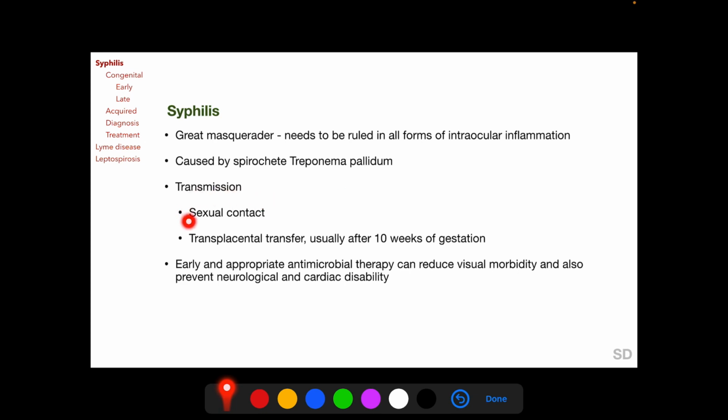Transmission is by sexual contact, and another possible route of transfer is transplacental transfer, causing congenital syphilis, but this usually occurs after 10 weeks of gestation. Early and appropriate antimicrobial therapy for syphilis can reduce visual morbidity and also prevent neurological and cardiac disability from syphilis. So early detection of syphilis is all the more important.